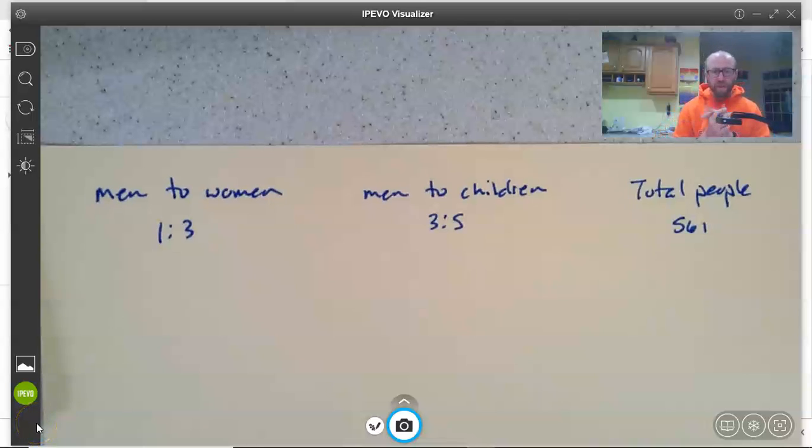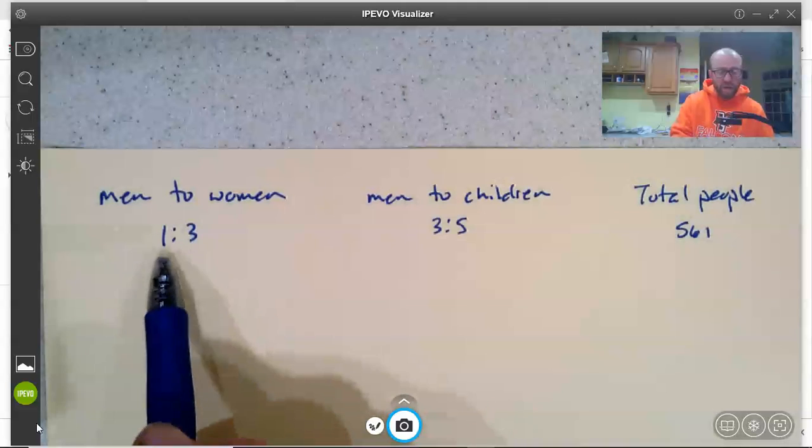Okay, in this problem we have some men, some women, some children all in a theater together, and we're given some information about them. We're trying to figure out how many men were in the theater. If I could figure out how many men were in the theater, then I could also figure out how many women and children were in the theater fairly easily.